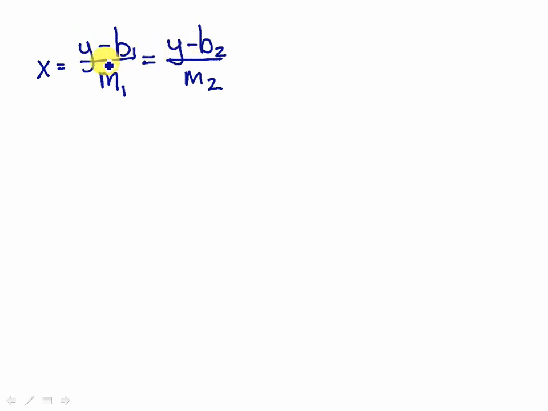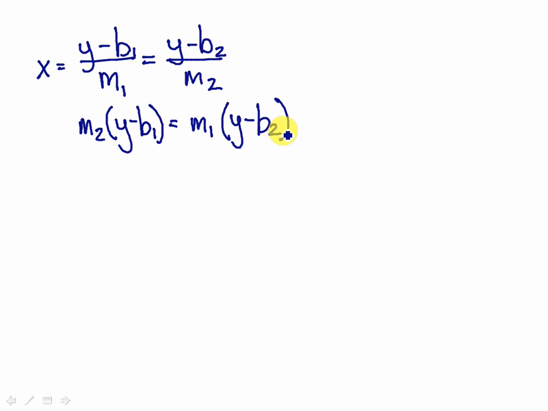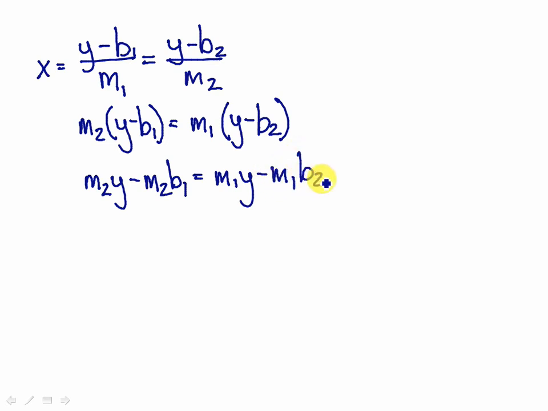To isolate y from this equation, the first thing I'm going to do is multiply both sides by m1 and both sides by m2. And what I get here is m2 times (y minus b1) is equal to m1 times (y minus b2). If I expand this out, m2y minus m2b1 equals m1y minus m1b2.